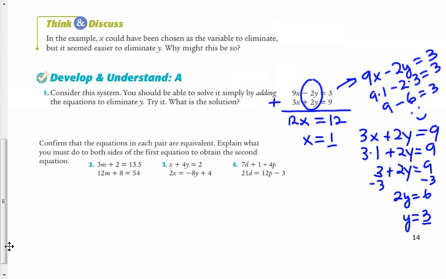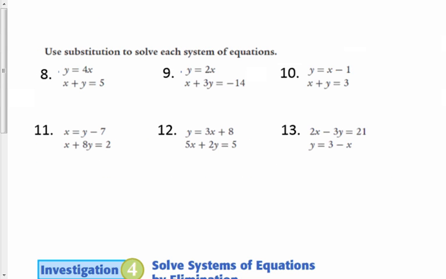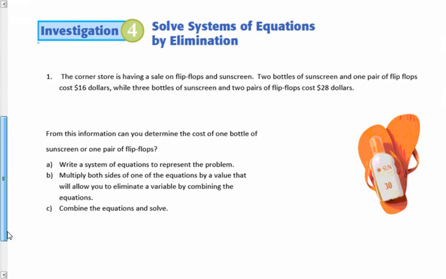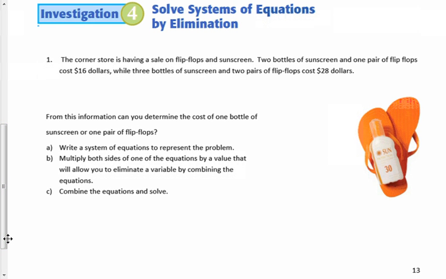Okay, you can also eliminate by subtracting the equations. One thing you'll notice here is that these equations are written in standard form, and that makes this elimination process a little bit easier. So let's do this problem and see how it works for this one. It says a corner store is having a sale on flip-flops and sunscreen. 2 bottles of sunscreen and 1 pair of flip-flops cost $16, while 3 bottles of sunscreen and 2 pair of flip-flops cost $28. From this information, can you determine the cost of 1 bottle of sunscreen or 1 pair of flip-flops? And it turns out we can.